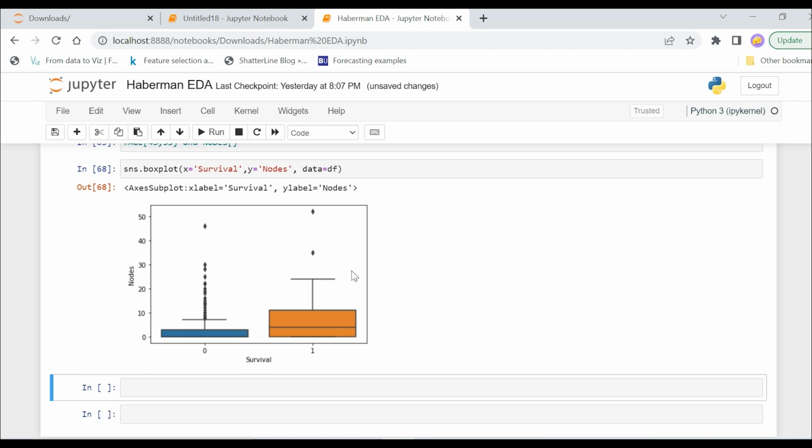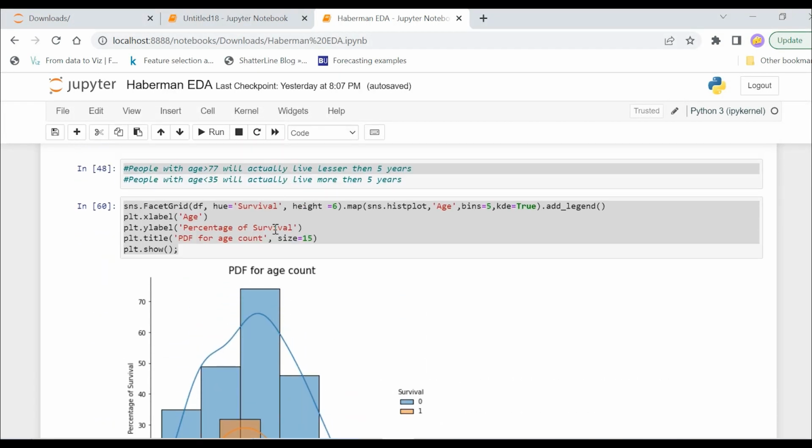But we are not domain experts, and we don't know whether this outlier should be treated or not. So I'm leaving it as it is, because it is very important for you all to understand if the outlier should be removed or not. And in this case, I don't think it should be removed, because you need a domain expert to know whether this many nodes are possible or not. So I'm just keeping it for now.